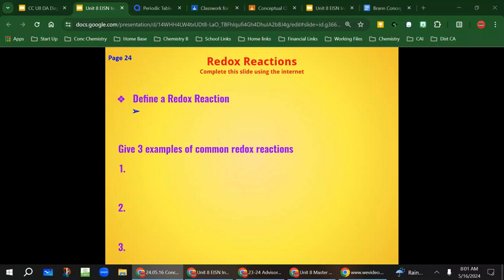Do you want the examples to all be chemistry related? No, they don't have to. Matter of fact, I'd like you to find some that are kind of unusual or different. That would be fine. You got a couple minutes left, ladies and gentlemen.